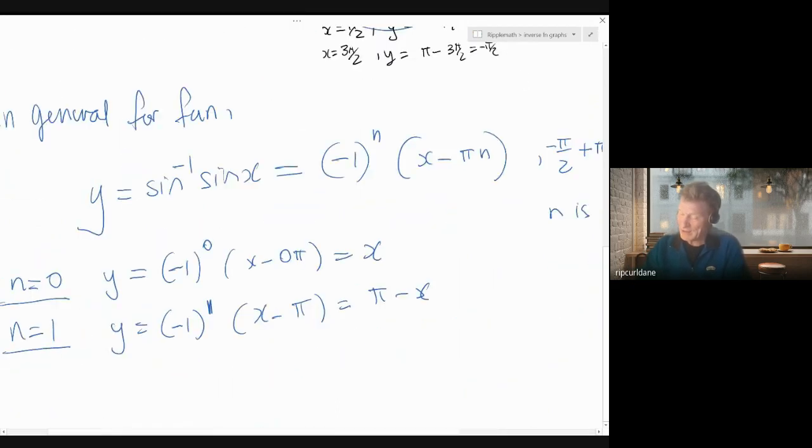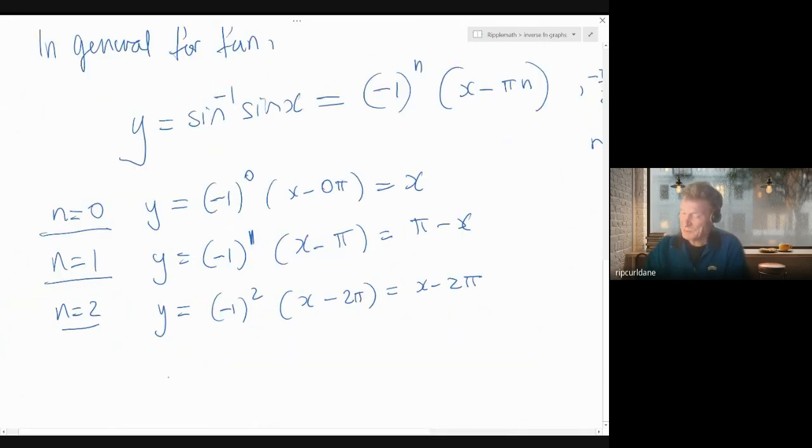And it's a lovely pattern after that. It just keeps zigzagging. Minus 1 squared, then it's going to be x minus 2 pi, right? So can you see the pattern? The next one's clearly going to be 3 pi minus x. There's an obvious pattern there. I thought that was quite nice. I thought I'd share that with you. I hope you appreciate that.